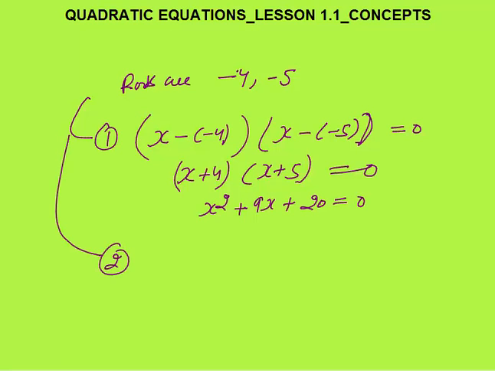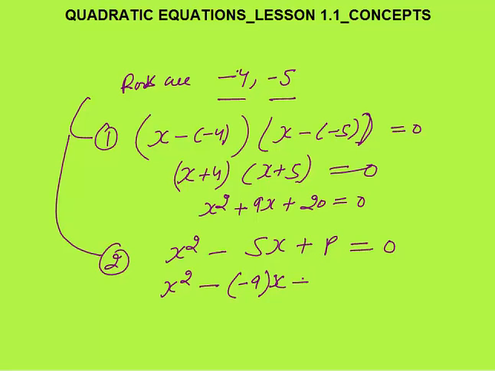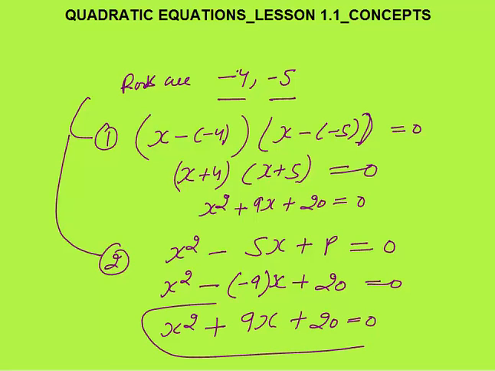Second is x square minus sx plus p equals to 0. Here s is the sum of the roots. Sum would be minus 4 minus 5, that is minus 9. Sum of the roots is minus 9, so minus of it gives plus 9 into x. Product of the roots, minus 4 into minus 5, is plus 20, equals to 0. So minus minus will give plus, x square plus 9x plus 20 equals to 0. That will be your quadratic equation.